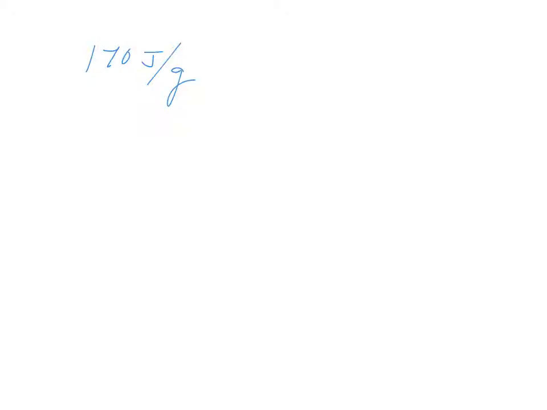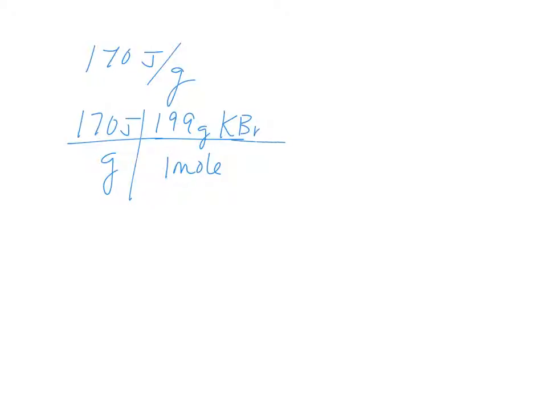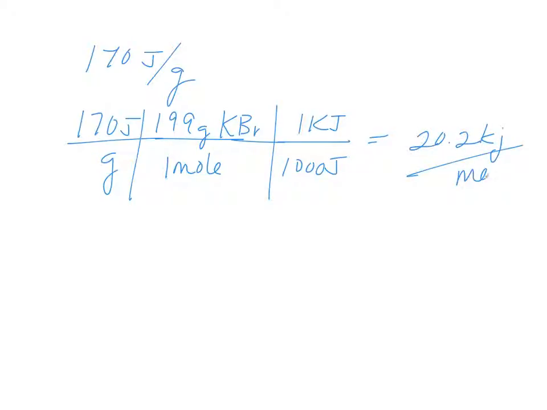So 170 joules per gram, and we know that 1 mole of KBr has a mass of 199 grams. And we also know that 1,000 joules is 1 kilojoule. So therefore, that's going to give us 20.2 kilojoules per mole. Normally they'll ask you, I just don't like the way the question is worded. Some of the other examples that we're going to do are a little bit better.